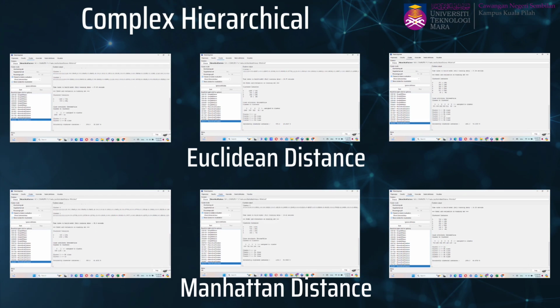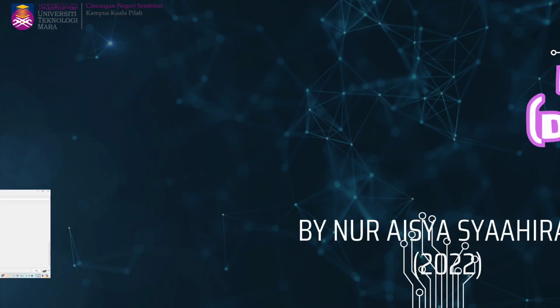Complex hierarchical clustering typically refers to clustering methods that go beyond basic agglomerative or divisive approaches. These methods often incorporate more sophisticated techniques to handle large, high-dimensional or intricate datasets. It also may involve advanced linkage criteria, hybrid approaches combining hierarchical and partitioning methods, or the integration of additional data types and constraints.